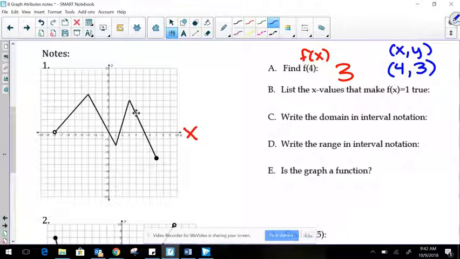All right, part B, it says list the x values that make f of x equal 1 true. So this means that y equals 1. So this is that horizontal dotted line that we've drawn. So I'm going to go on the y-axis to positive 1 and just draw a quick dotted line here so you can see where these values are.